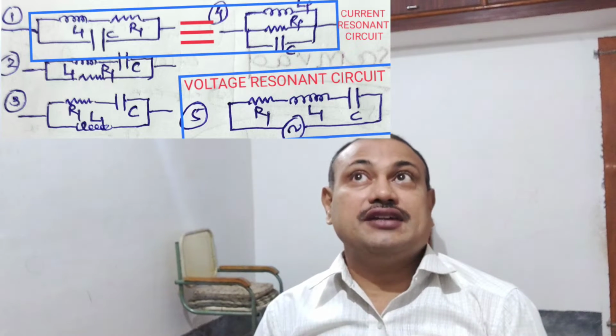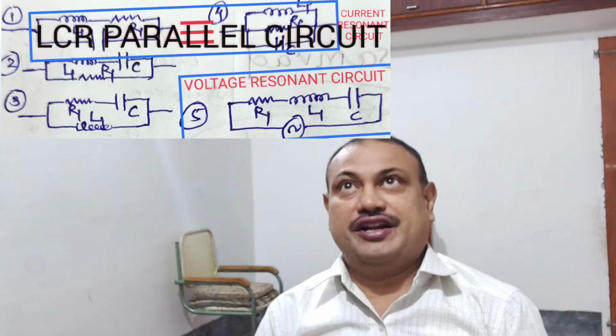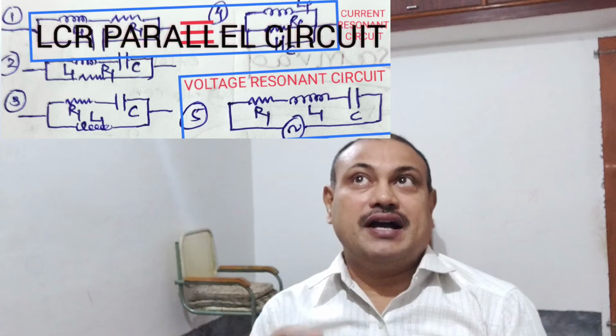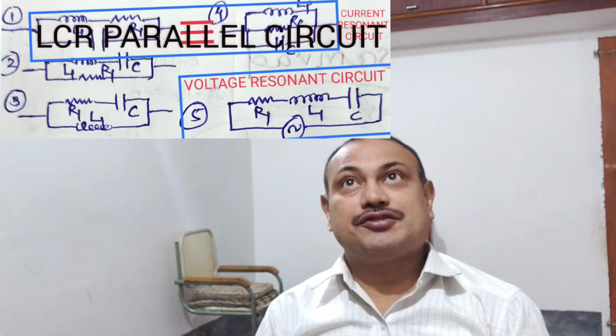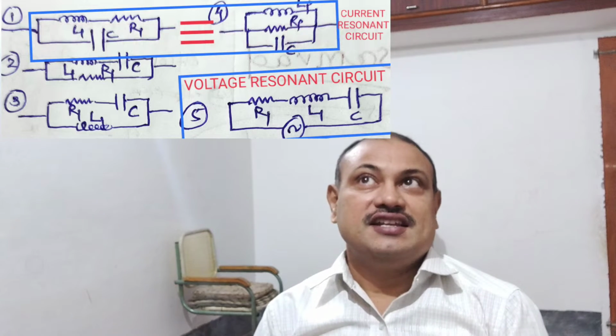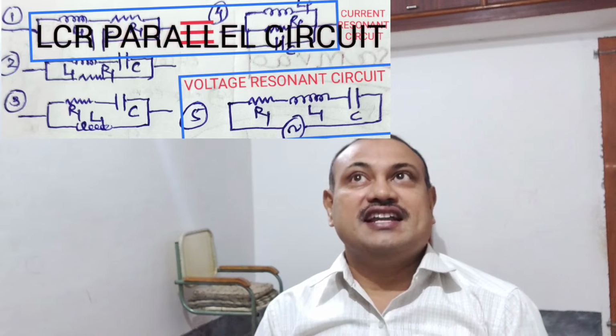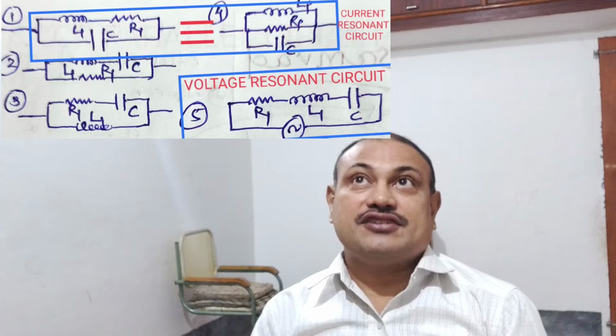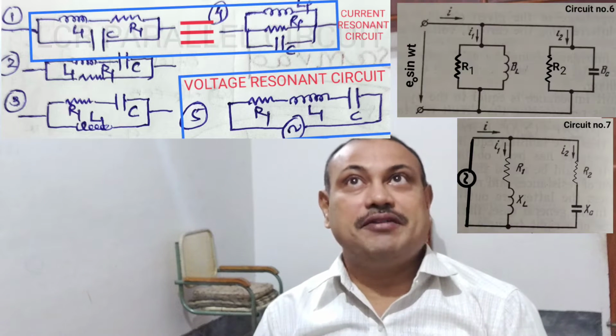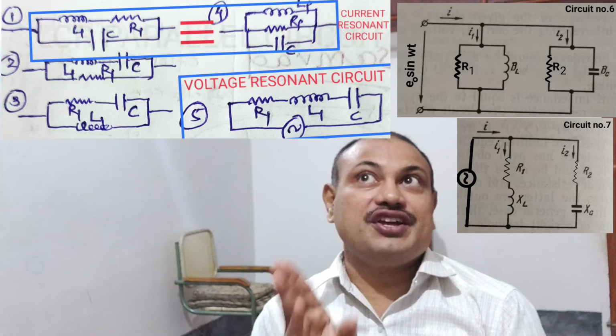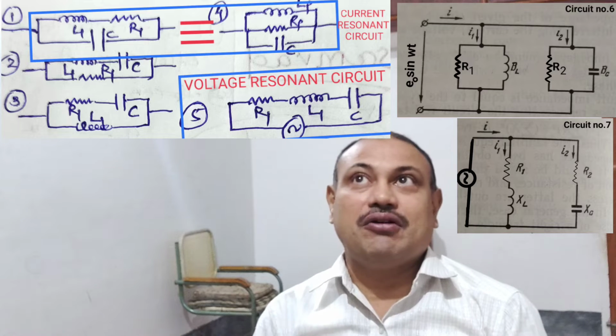Circuit number 1 and circuit number 4 are equivalent circuits, which can be confirmed by the series to parallel conversion formula, and hence these two circuits are called the LCR parallel circuit. Subsequently, circuits number 6 and 7 we will see, which are more realistic LCR parallel circuits in our day-to-day life.